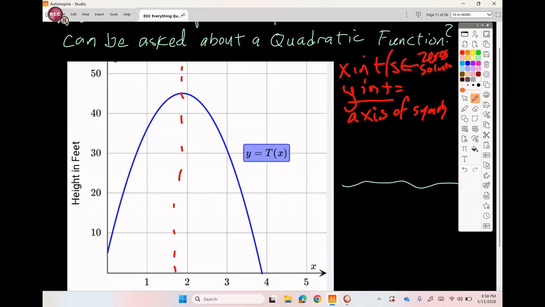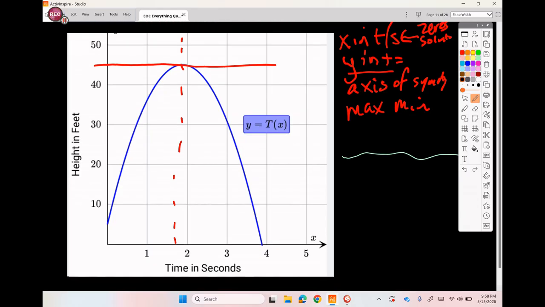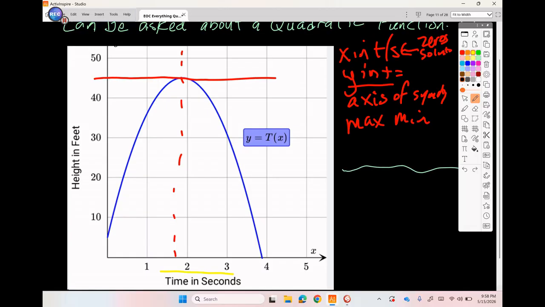And they could also ask you about the highest point, which is your maximum or your minimum. All right, so I want to talk about these same things in terms of a word problem. We can use this one right here as an example. Usually your x-axis is time or horizontal distance. Either way, it's a horizontal x value because it's horizontal.